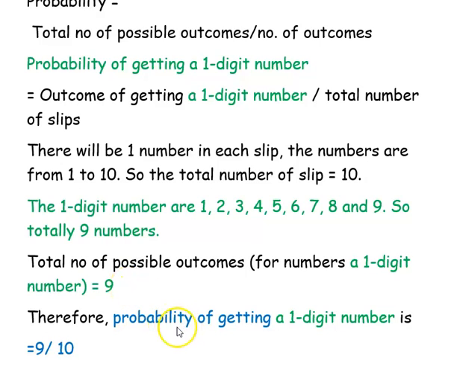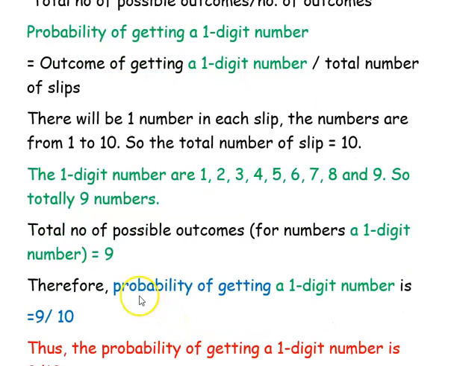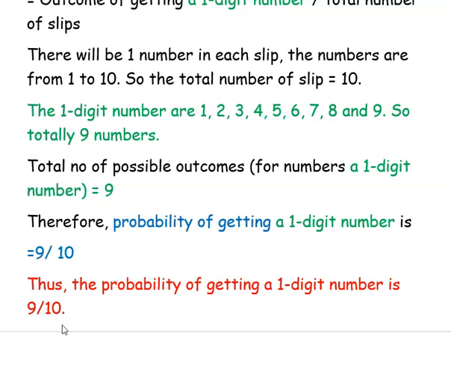Now we'll substitute this in the probability formula. So the probability of getting a 1-digit number is equal to the total number of possible outcomes for a 1-digit number divided by the total number of slips. So that is 9 divided by 10. So thus the probability of getting a 1-digit number out of these 10 numbers is 9 divided by 10.